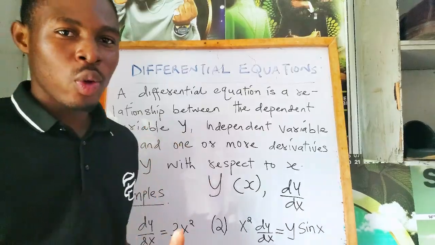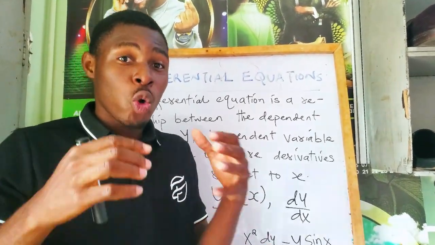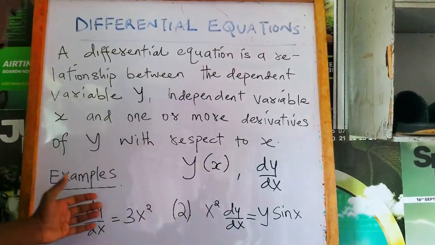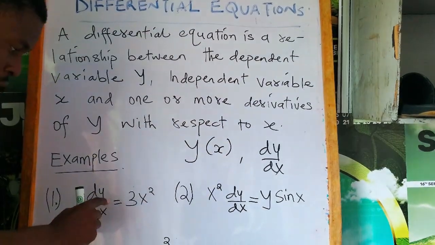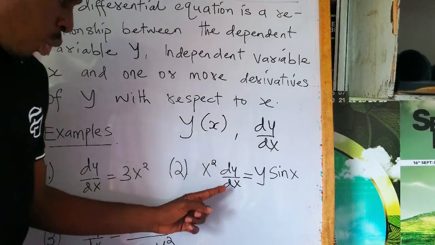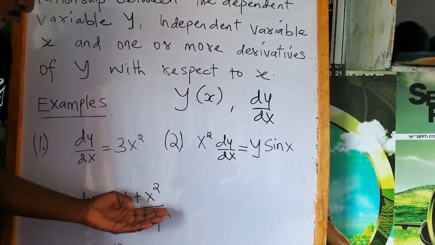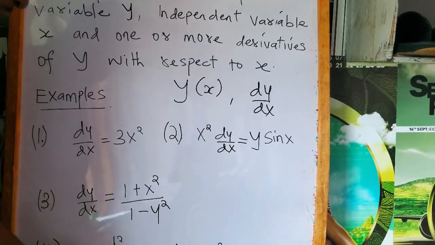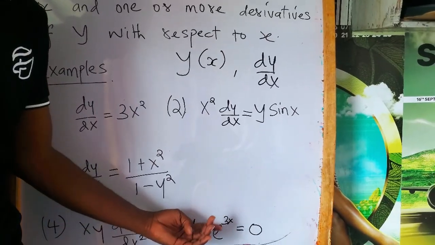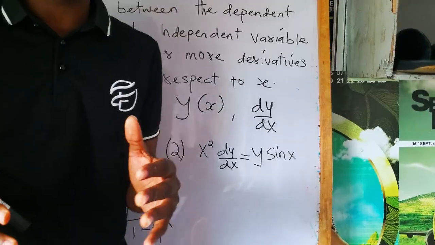So the differential equation is an equation that contains one or more differential coefficients. This is called the differential coefficient. These are examples of differential equations. You can see dy/dx = 3x squared. x squared dy/dx = y sin x. dy/dx = (1 + x squared)/(1 - y squared). xy d squared y/dx squared + y dy/dx + e to the 3x = 0. These are all forms of differential equations.